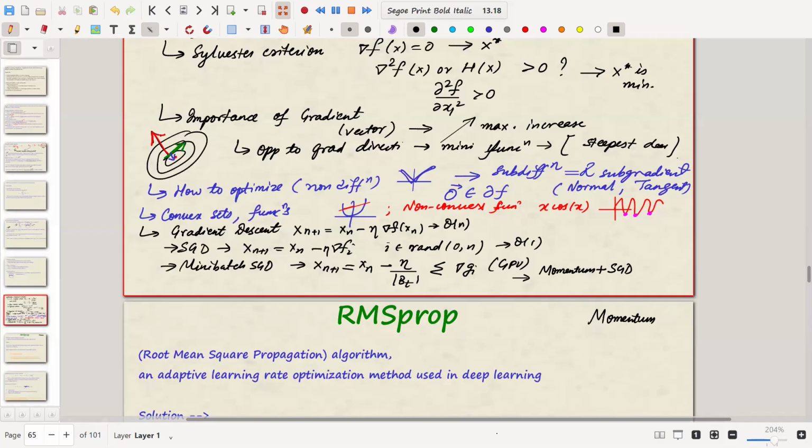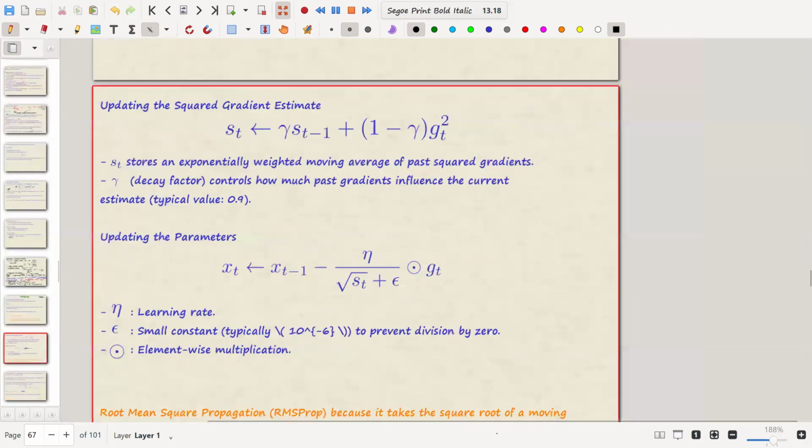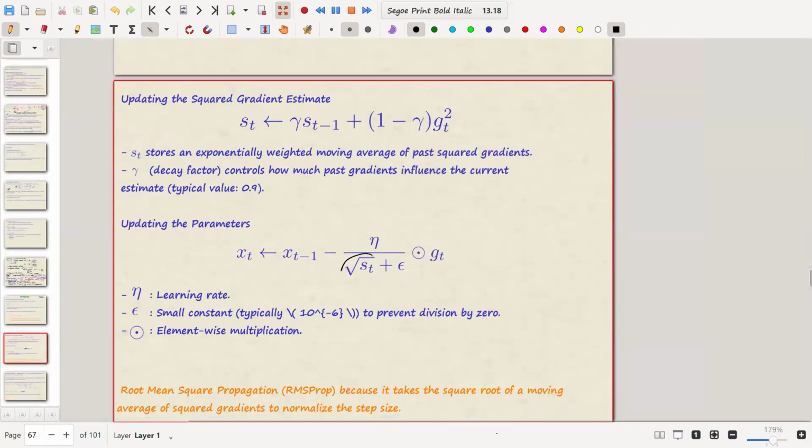Now in the next class, we will start with RMSprop, that is root mean square propagation. It uses the same idea. That means we will include and give weights to the past gradients, exponentially decaying weights to the past gradients. But we will see why we are calling it root mean square. Here we will see why, because we are taking a square root. We are taking a square root of S_t.